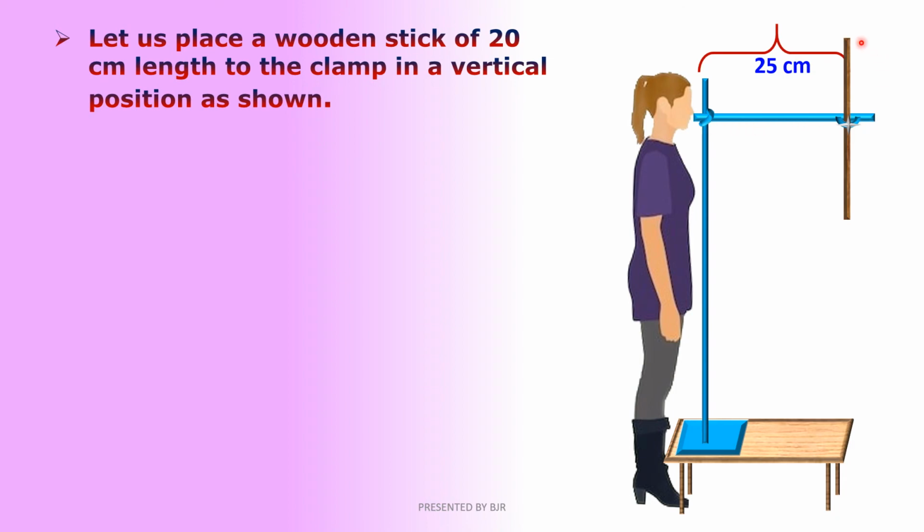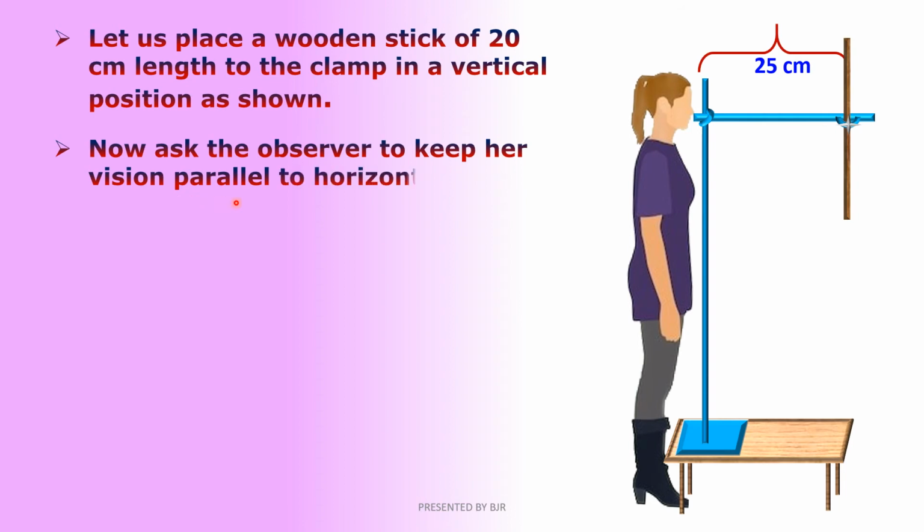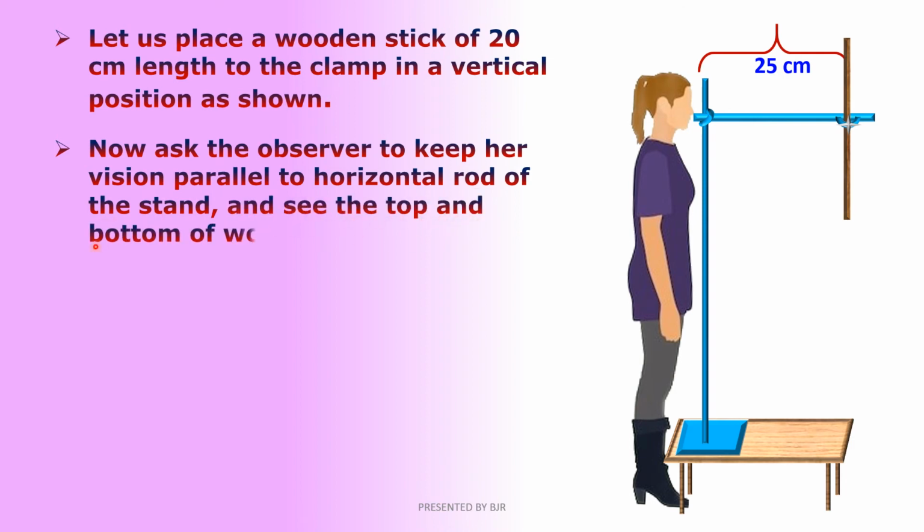Now she has to see the two ends of the stick simultaneously, and she has to tell whether she is able to see both ends at a time or not. Now ask the observer to keep her vision parallel to the horizontal rod of the stand and see the top and bottom of the wooden stick kept in vertical position. Later we have to record the observation whether she sees both ends of the stick simultaneously without any movement of her eyes.